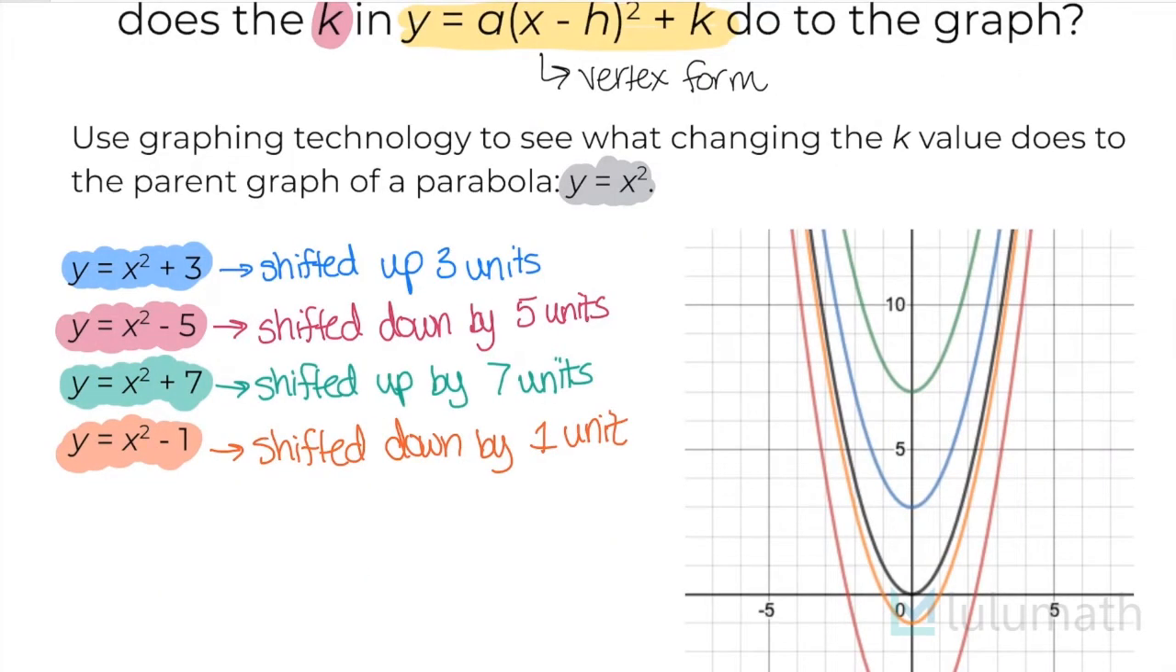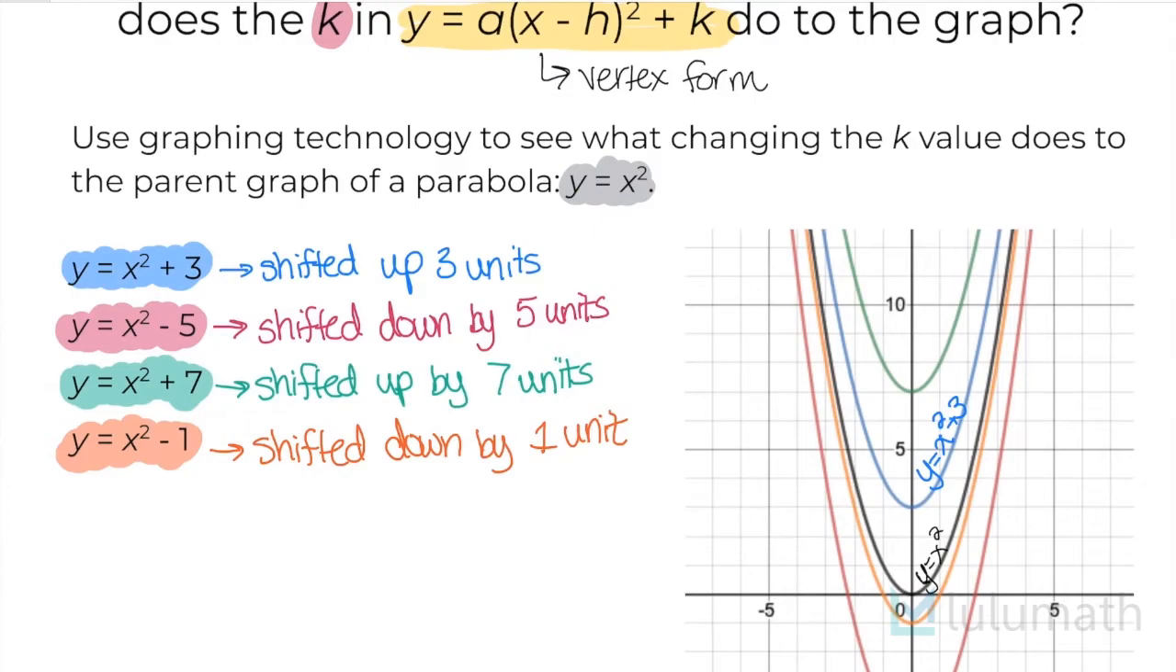So here we have all of our graphs together, and they match the colors. But let's just verify. So this black graph that we have here is our parent graph. It's y equals x squared. For this blue graph, we can see that the graph was shifted up by 1, 2, 3 units. So we can say this is y equals x squared plus 3.